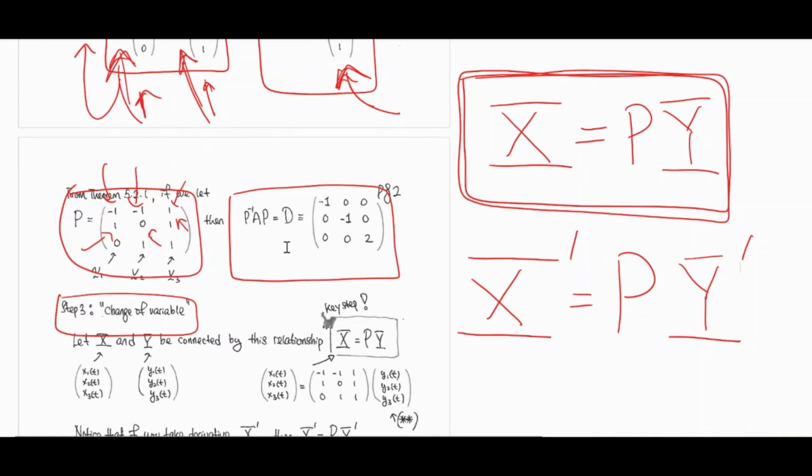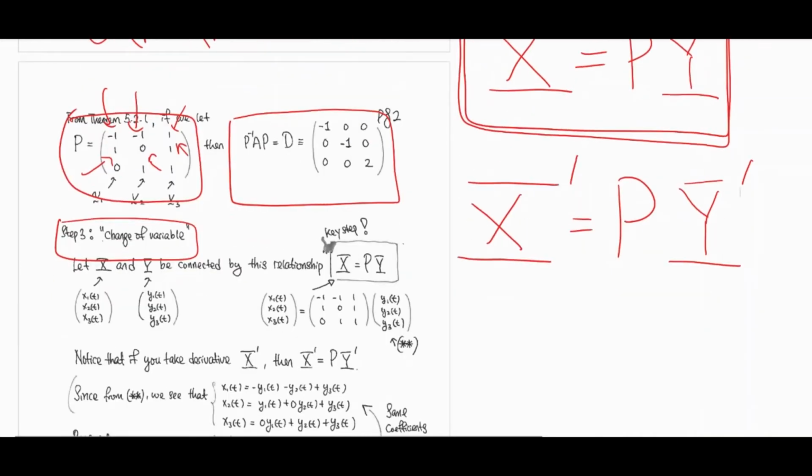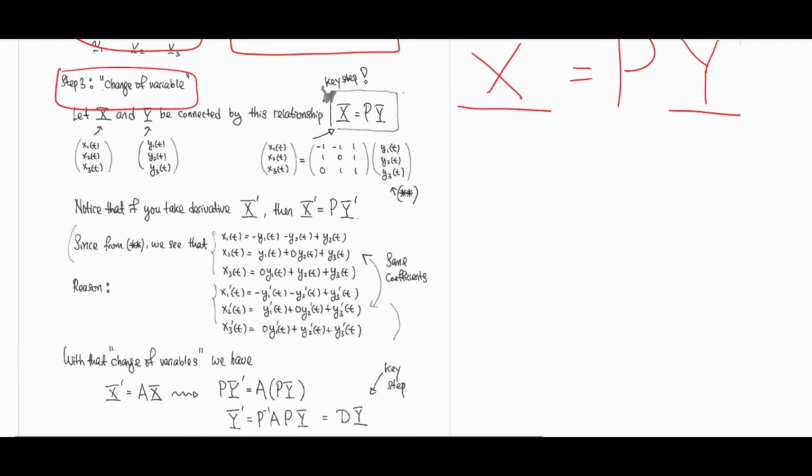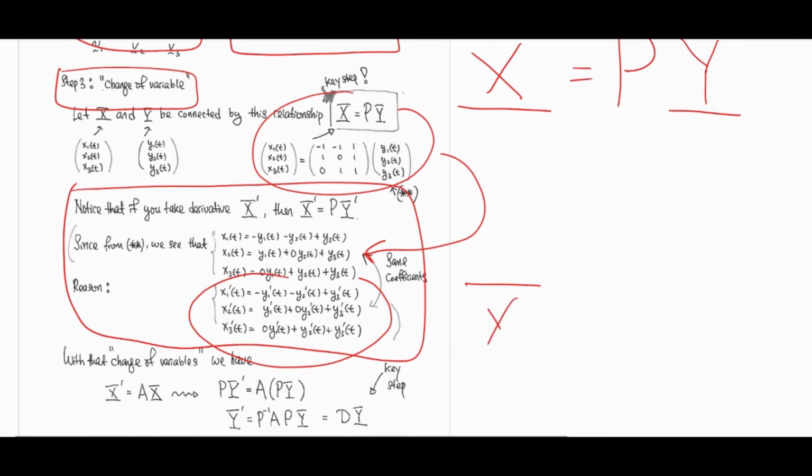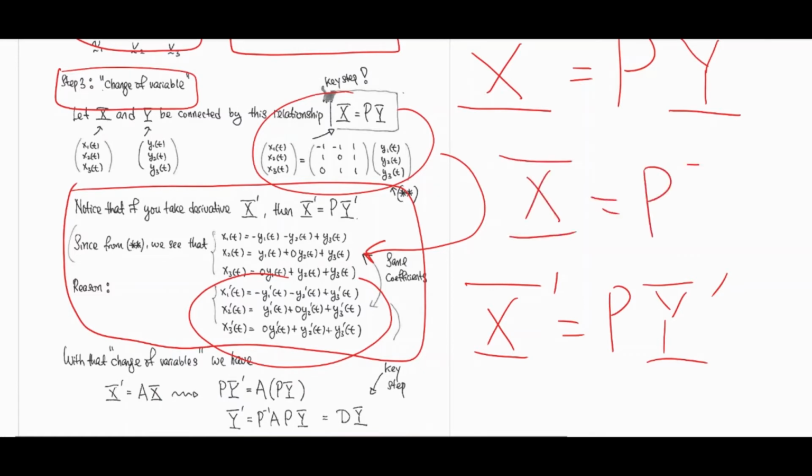You can also refer to the notes, and from the notes right here you can see why this is the case. I basically write down all my x and y right here, and then I take the derivative. You will see that after you take the derivative, we do have this relationship: x prime equals Py prime. So it's not a big mystery. If you write x equals Py, you do a change of variable, then the derivative x prime is really equal to Py prime.